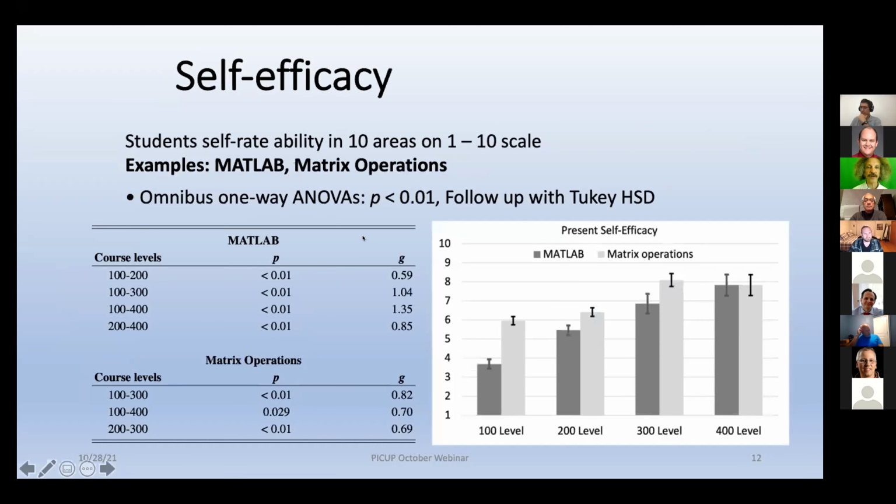So now turning to the self-efficacy question, same general technique. Bin the students, start with one-way ANOVA, follow up with the Tukey test that says that there are significant differences in the pairs, and then look at the effect sizes. And once again, you see big differences.